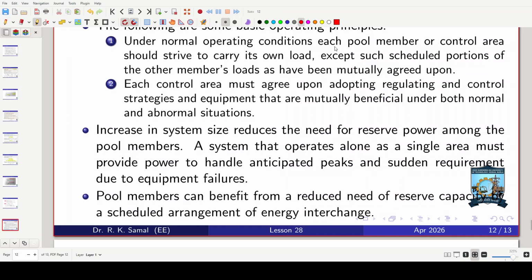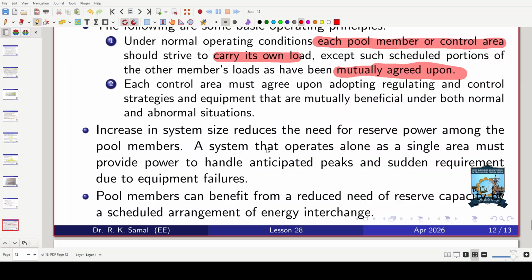Under normal operating conditions, each pool member or control area should strive to carry its own load, except such scheduled portion of the other members' loads as have been contracted. Okay, it had decided to give. Each control area must agree upon adopting regulating and control strategies and equipment that are mutually beneficial under both normal and abnormal conditions. Increase in system size reduces the need for reserve power among the pool members. Okay, because we need not provide reserves, we can simply borrow it from other systems where it is available.